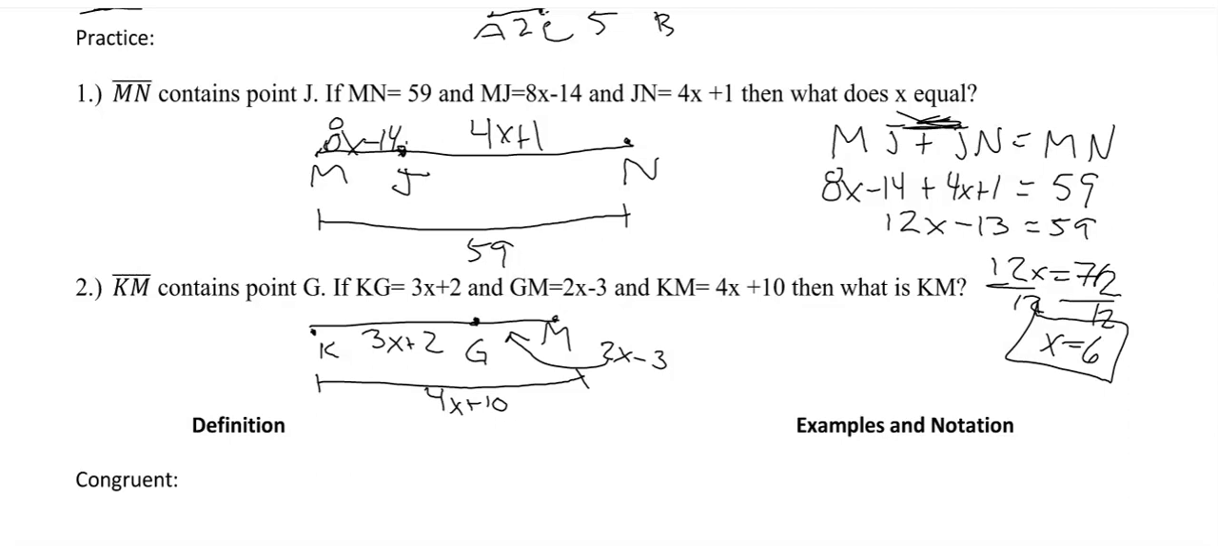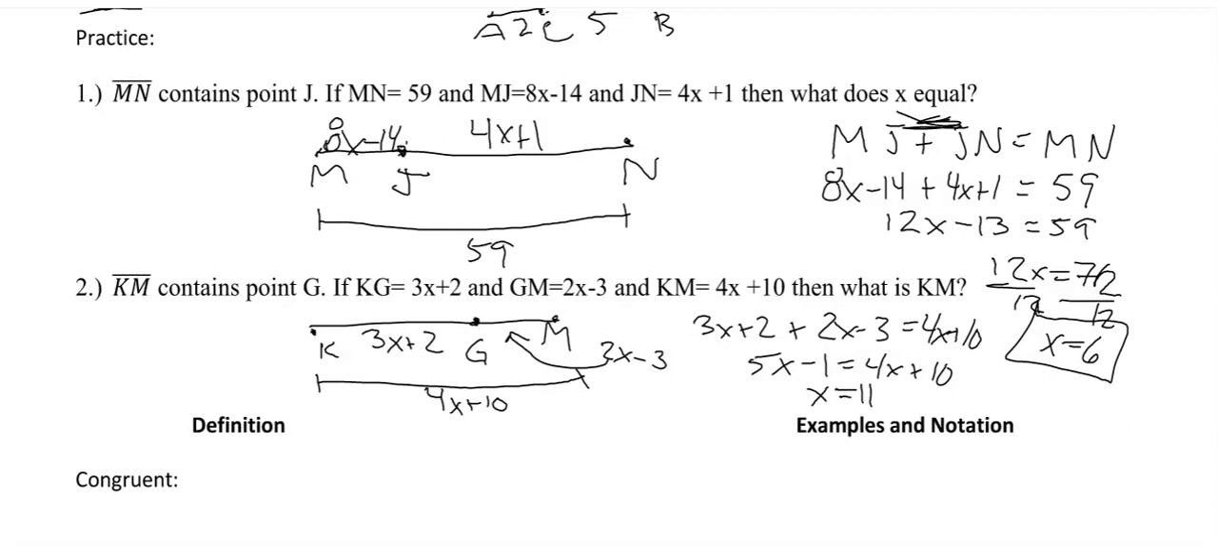So we can go over and say part plus part equals whole. Part is 3x plus 2 plus the other part, which is 2x minus 3. That equals the whole, which is 4x plus 10. Together, those give us 5x minus 1 equals 4x plus 10. Subtract 4x, you get x. Add 1, you get 11.